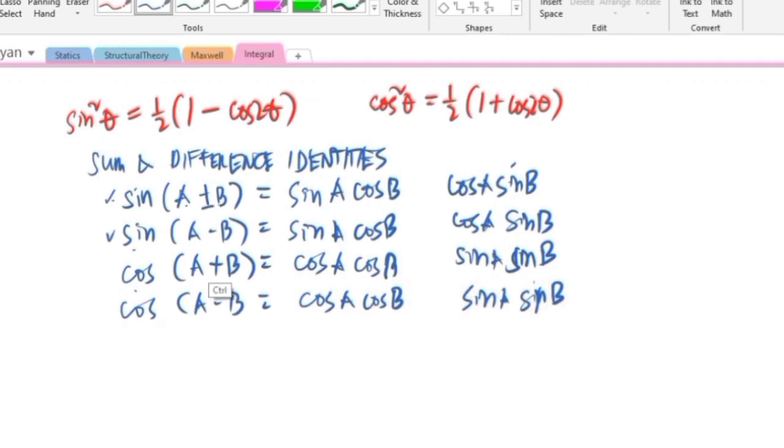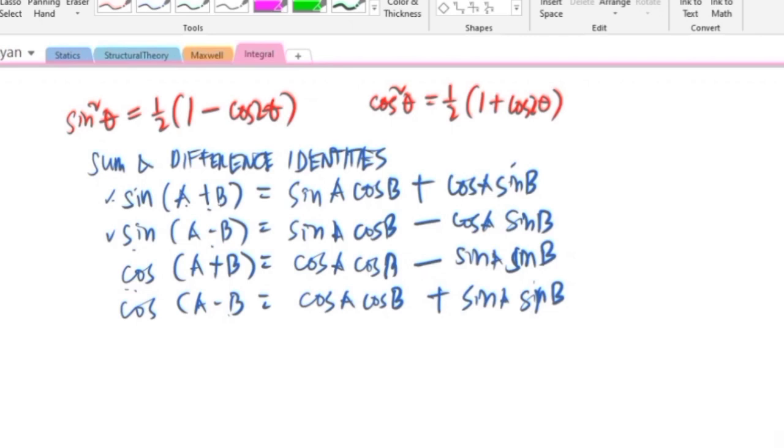Now, kay sine, kung ano yung sign na nandito, gagayahin lang natin. So, we have here plus and minus. For the cosine, we take the opposite, no? So, if this is plus, dito ay minus. If this is minus, this is plus. So, yun lang yung tinatandaan ko para hindi ko makalimutan itong mga formulas na to. So, for the sine, I had the sin, cos, cosine, same sign. And for the cosine, cos, cos, sin, sin.